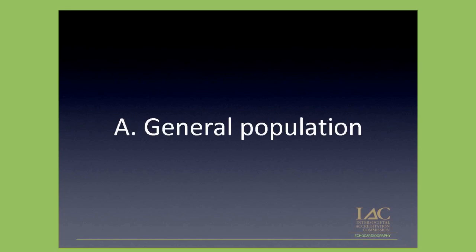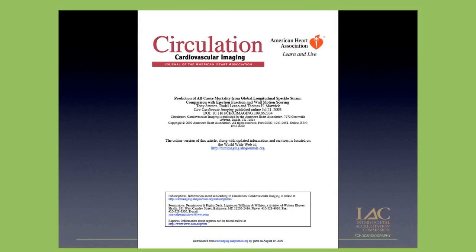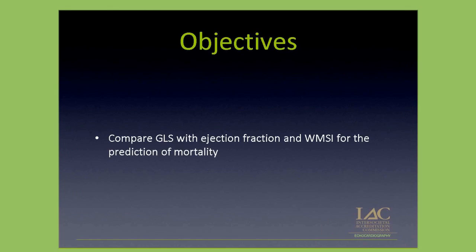The first one addresses a very important question that we are all very interested in as clinicians, and that is the ability to identify patients that will die. So this is the ability to prognosticate death in the general population. This was work that was done by Tom Marwick, who was my boss when I was at Cleveland Clinic. And what he did in this study was something very important.